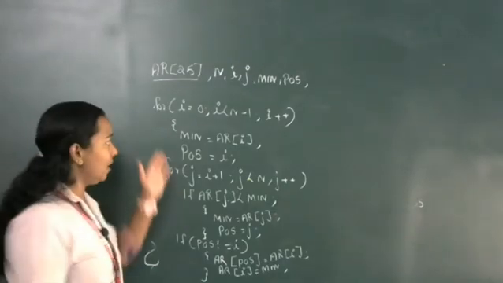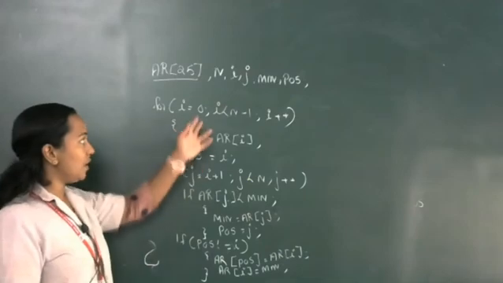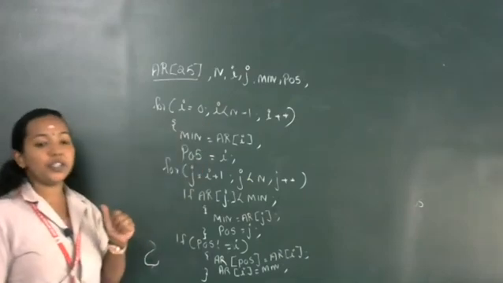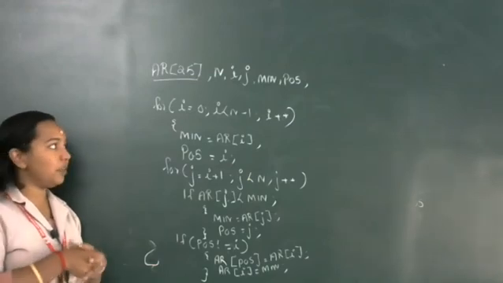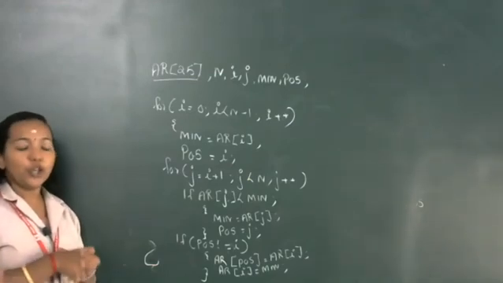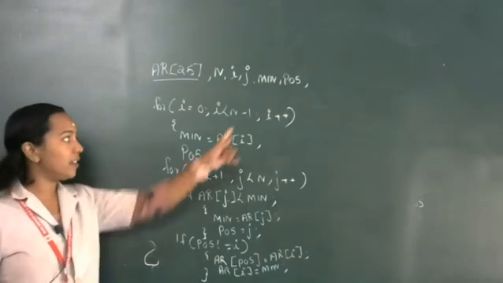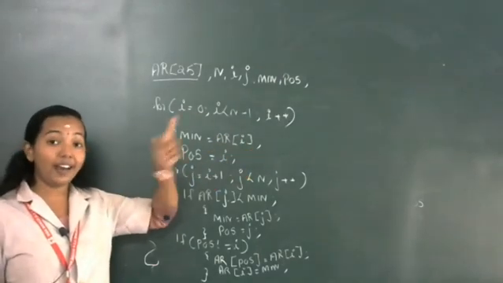So these are the main steps. What will be the first step? I equal to 0, I less than n, I plus plus. That means we are starting with the first element. That means we are going to start the pass. So before the pass, we are assigning the very first element, AR of I.